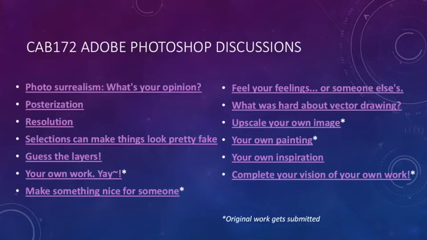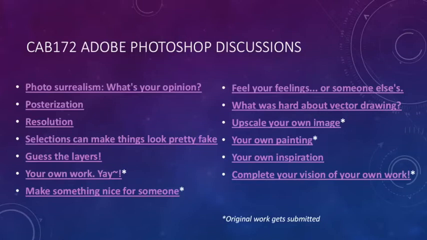these are the CAB 172 Adobe Photoshop discussions. Photo surrealism. Some people like it. Some of you may know the artwork of Salvador Dali. That's very surreal, and some people really like that. They like to do that with Photoshop, but some people think it's a little too far out. That's okay. A student gets to explore that and come up with their own idea of what they like and don't like, what they'd like to do and what they don't want to do.